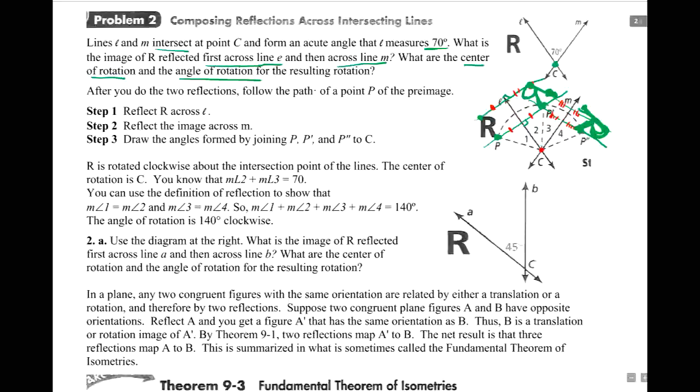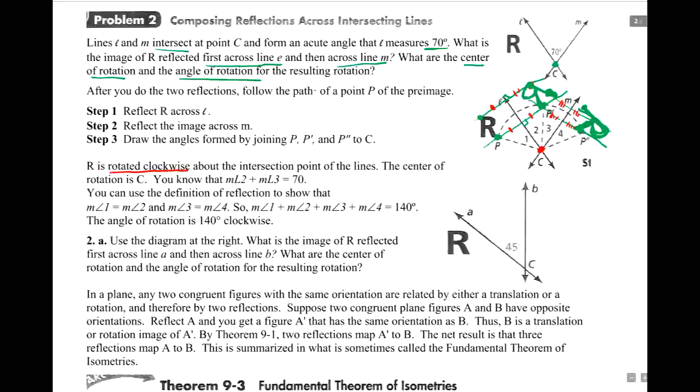And we know that the intersection point would be our center of rotation. And you could see how R would, if the hand of a clock, would have spun around over here. We have created a rotation using 2 reflections. Now we want to know the center of rotation, and we know that we are rotating clockwise.